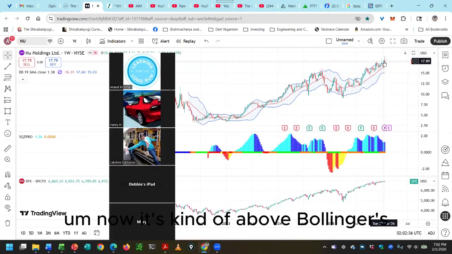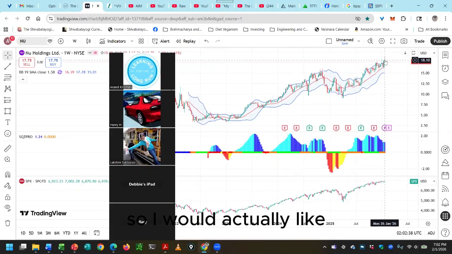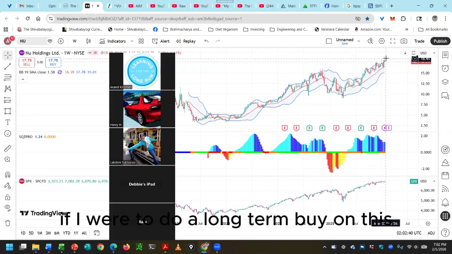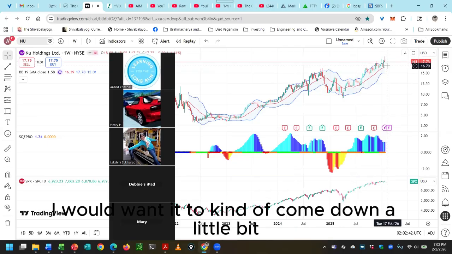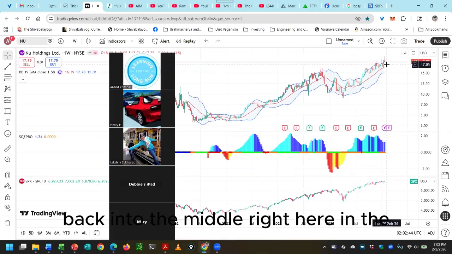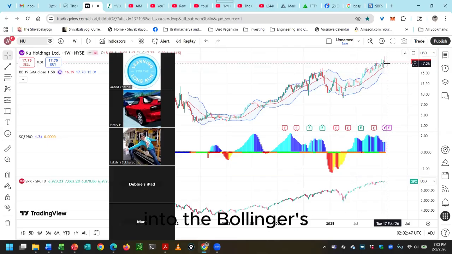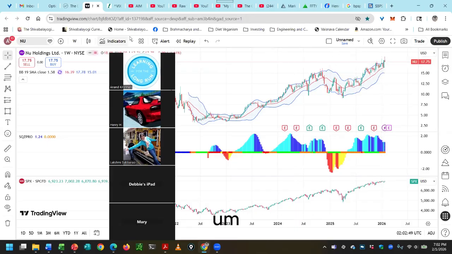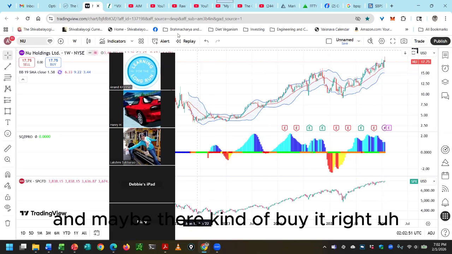Now it's kind of above Bollinger, so if I were to do a long-term buy on this, I would want it to come down a little bit, back into the middle right here, into the Bollingers. And maybe there, kind of buy it, right?